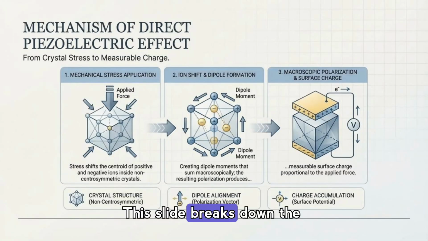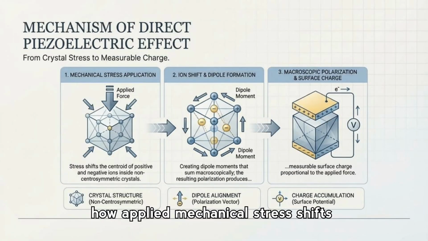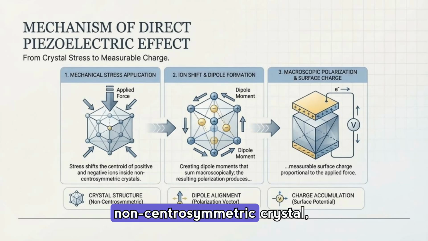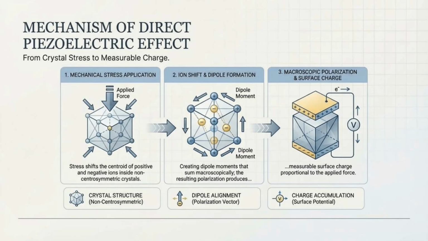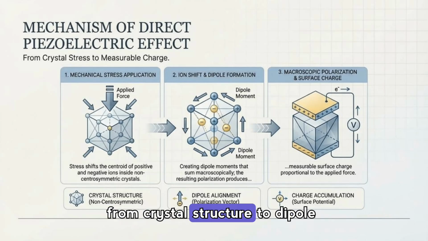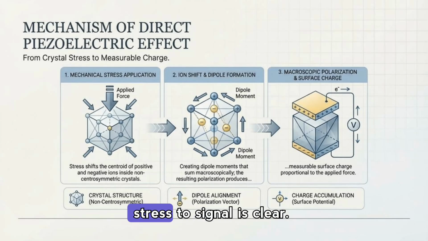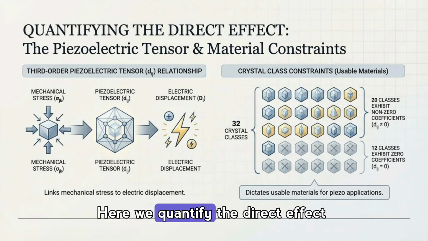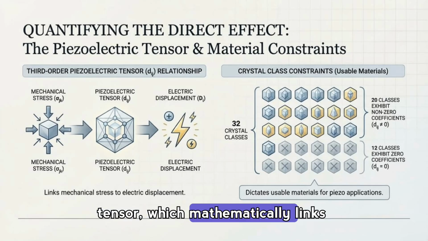This slide breaks down the mechanism step by step, showing how applied mechanical stress shifts ion positions inside a non-centrosymmetric crystal, creating local dipole moments. Those dipoles align to produce macroscopic polarization and a measurable surface charge, which is proportional to the applied force. The diagram frames the process from crystal structure to dipole alignment and finally charge accumulation, so the chain from stress to signal is clear.